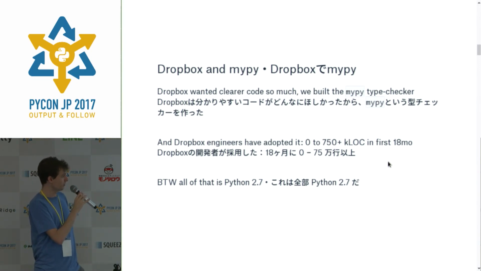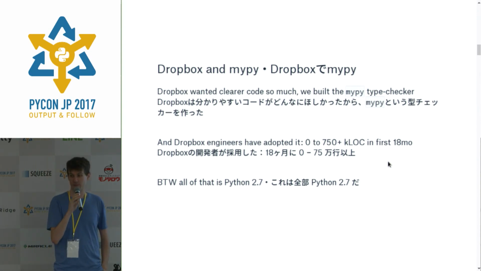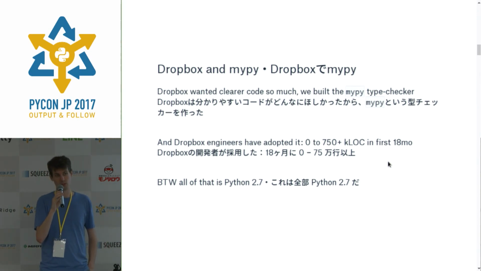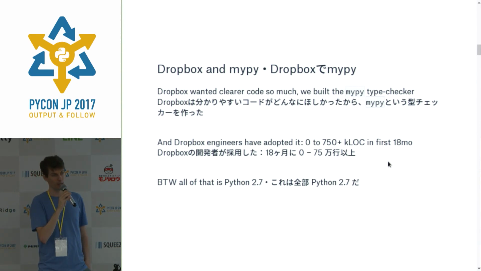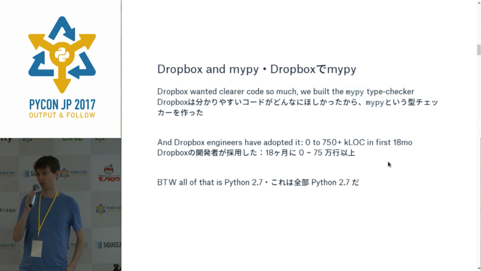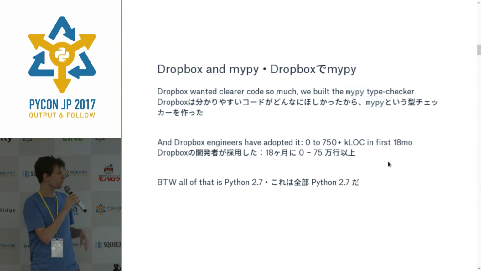And in fact, engineers at Dropbox have picked it up. It started from 0 less than 2 years ago, at the end of 2015, when the tool wasn't even something you could really use for real yet. And it's now, as of June, the last number I have, over 750,000 lines, which is a lot of code, of statically typed Python code.